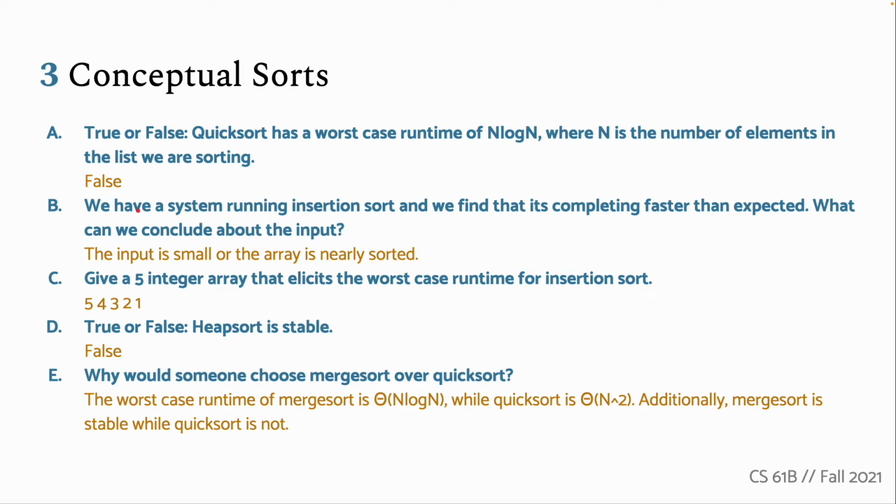Part B asks, if we have a system running insertion sort and we find that it is completing faster than expected, what can we conclude about the input? So there's two options. The first, that the input is very small. In reality, it is actually faster to use insertion sort than any other sort if your input is less than 16 items. There's probably a mathematical proof out there about this, but I know that this is just a fact.